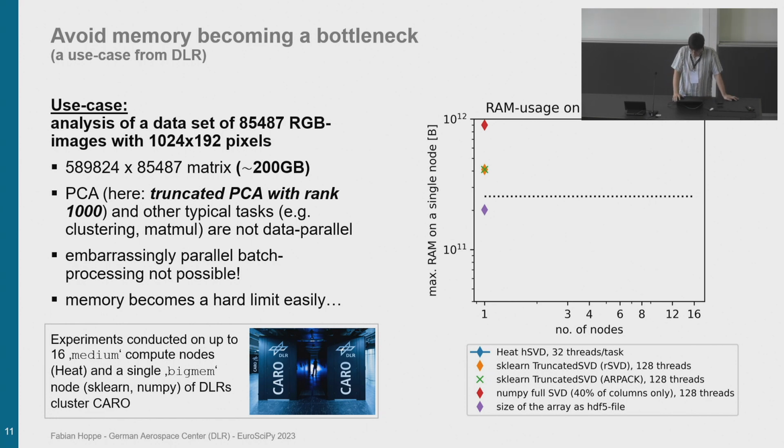And now, if we repeat that with HEAT, the truncated SVD, then you can see we can distribute the computation to more and more nodes, and that means the maximum RAM consumption on each node scales down, and we can easily do that also on the medium-size compute nodes.